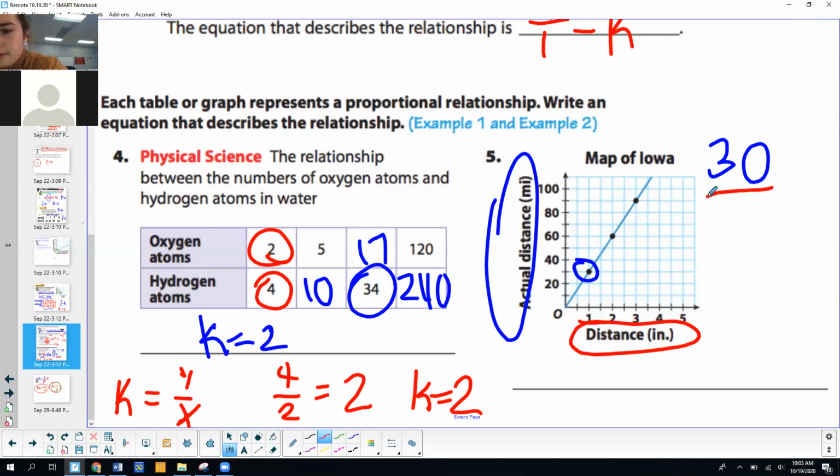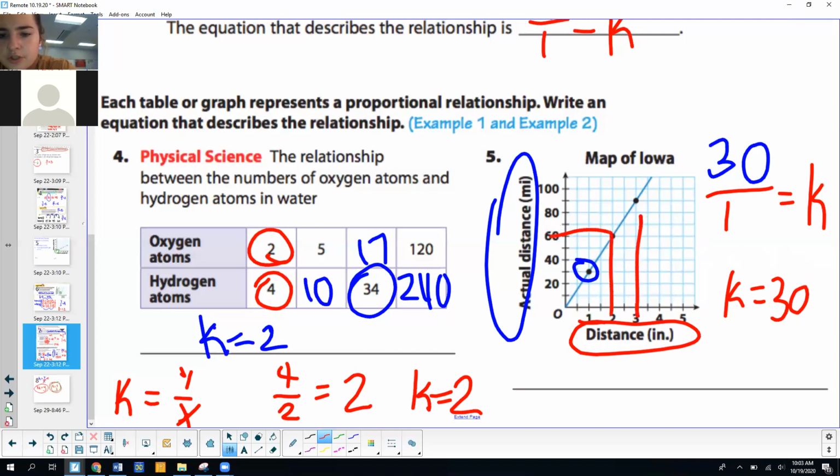So we're going to divide by 1. So our constant of proportionality, our k, is going to be k equals 30. And that means for every 1 inch, it's 30 miles. And we can see that when we see 2 inches at 60, 3 inches at 90, and so on and so forth. So that's a straight line, a proportional relationship. So our equation is going to be k equals 30, or k equals 30 over 1.